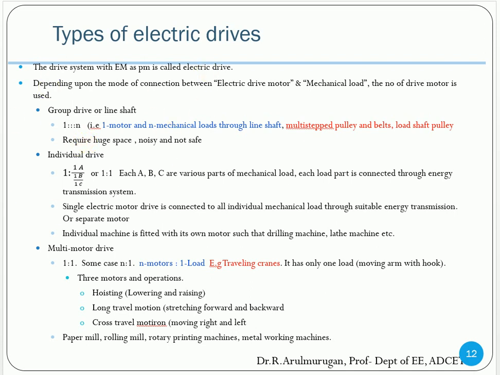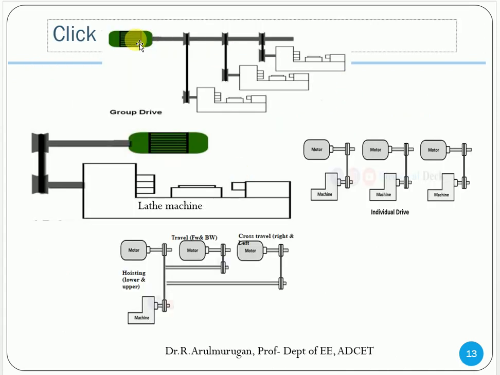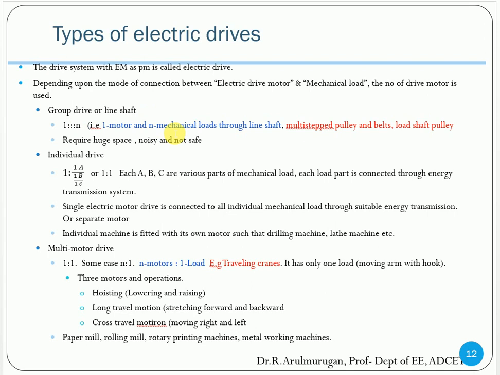You can look at the diagram and easily understand. See, 1 motor, the shaft. The shaft is connected to load 1, load 2, load 3. So you can use only 1 motor for multiple loads at a time. This is nothing but a group drive, or line shaft.